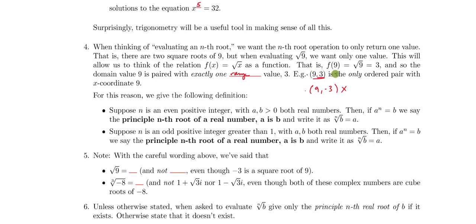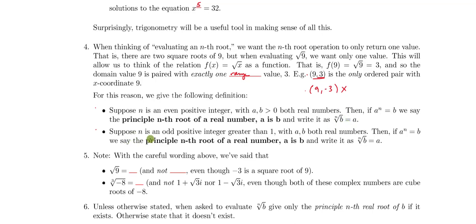So here's our technical definition. It's a little bit wordy, but it sort of gets us around that issue. Suppose n is an even positive integer. So I'm talking about even roots here. This could be square roots, fourth roots, sixth roots. Then for a and b both real positive numbers, if a to the n equals b, then we're going to say that the principal nth root of the real number a is b, and we'll just write it this way. So now we're introducing this nth root notation here.